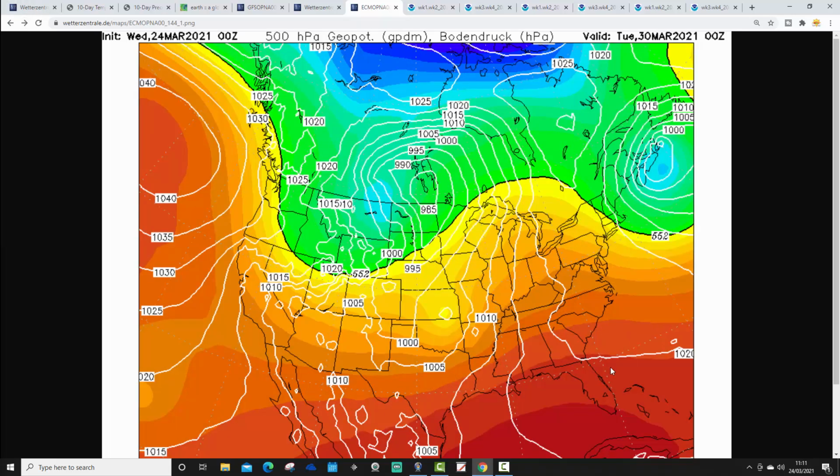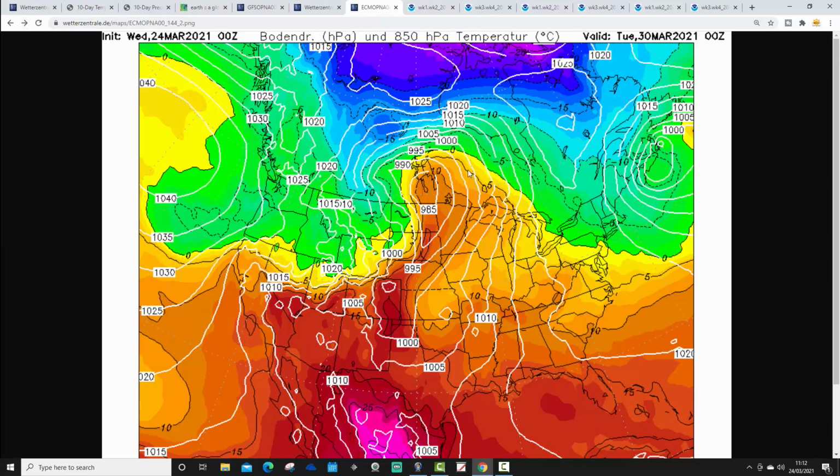Early next week, we get a ridge building on the eastern side of America, draws up warm winds from the south into the central Rocky Mountain states. So you can see the heat is really there across those southern states and pushing northwards as well.